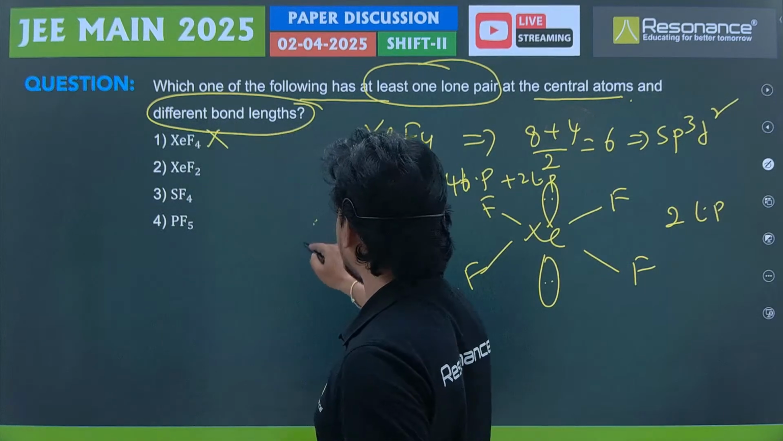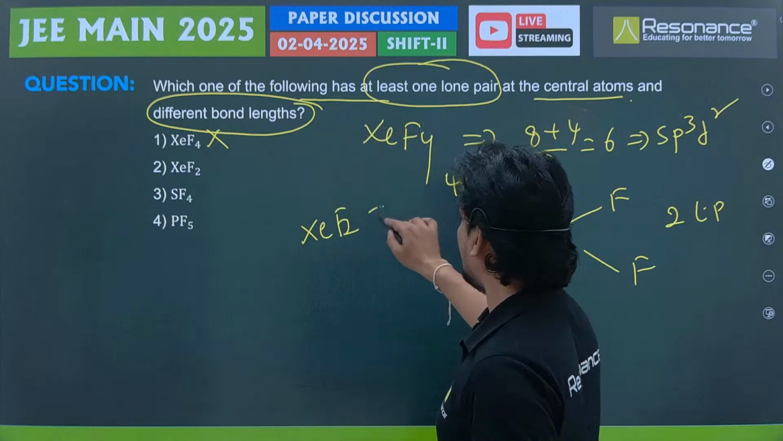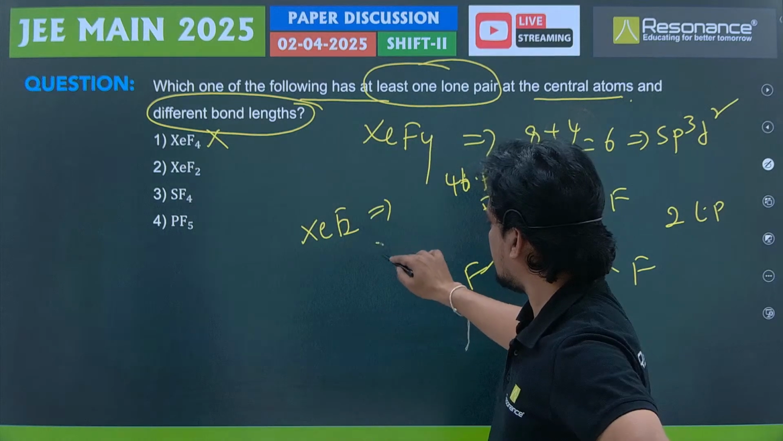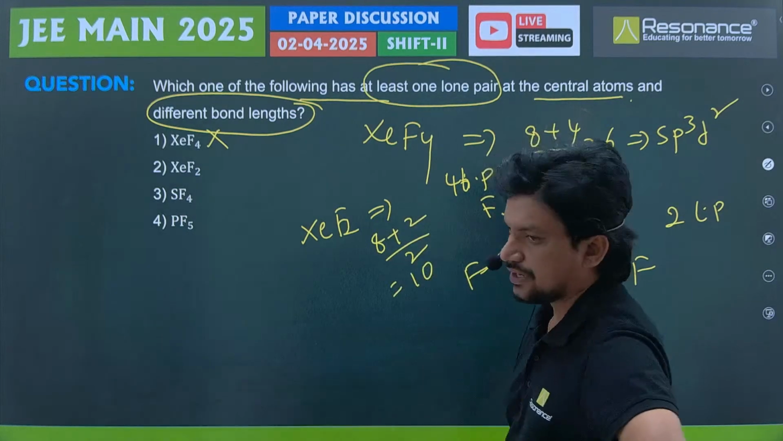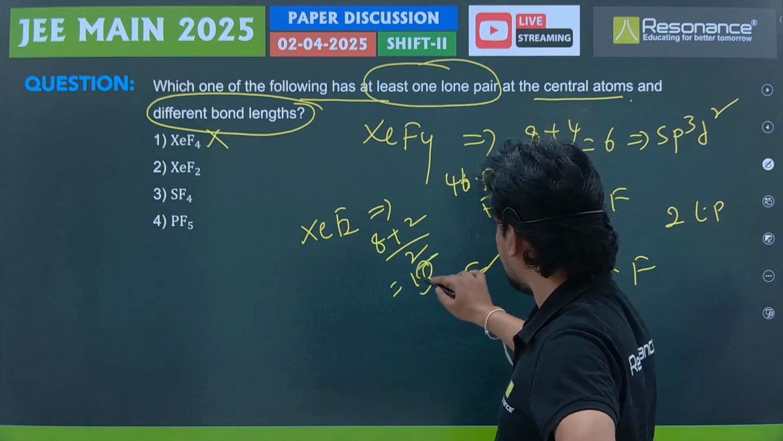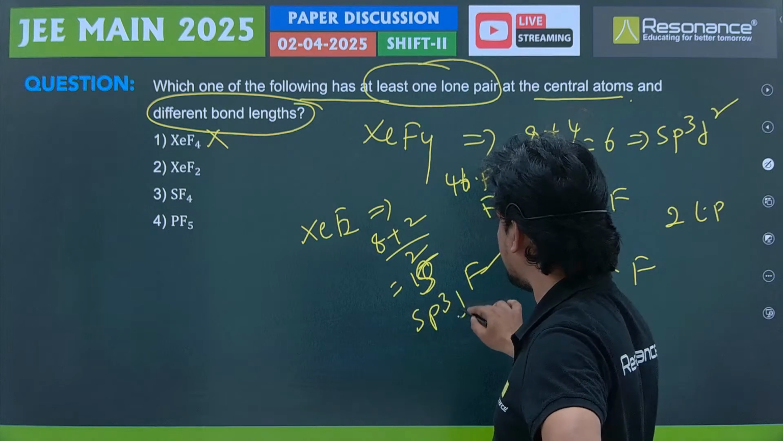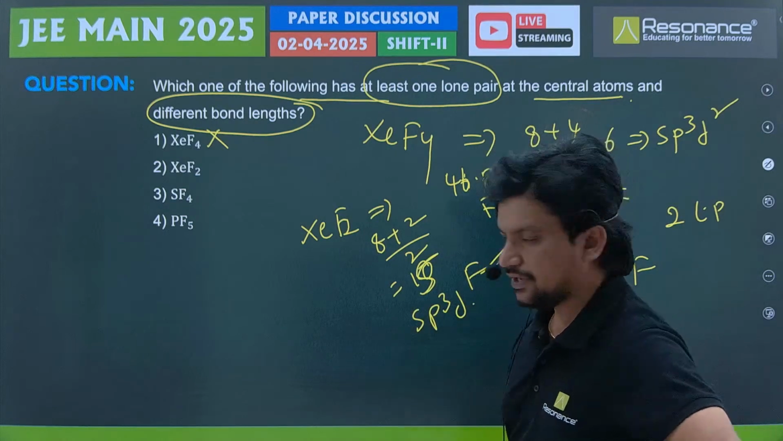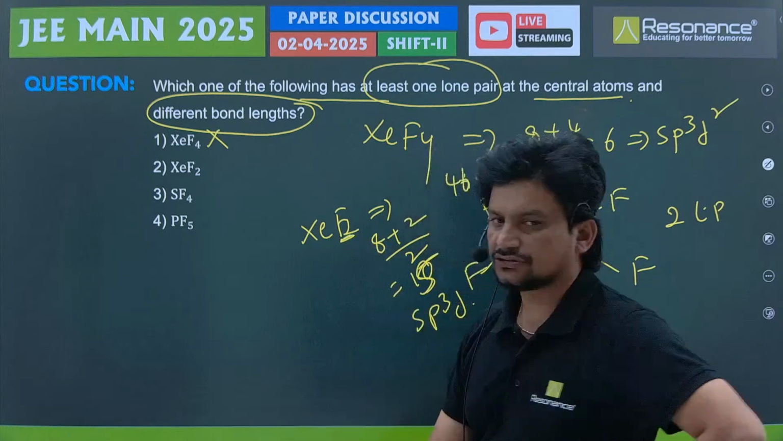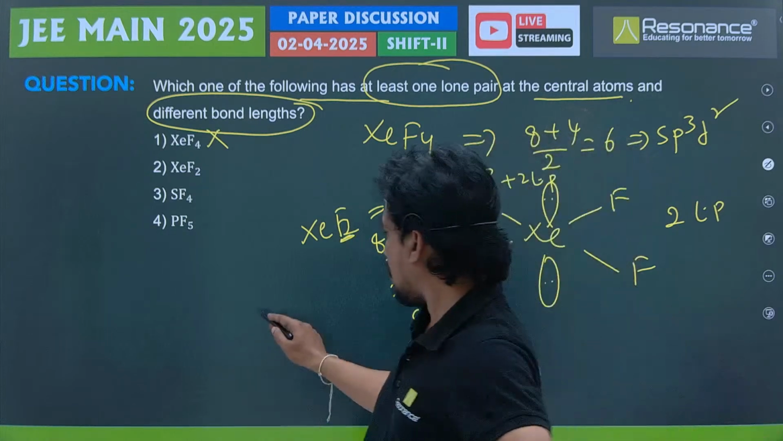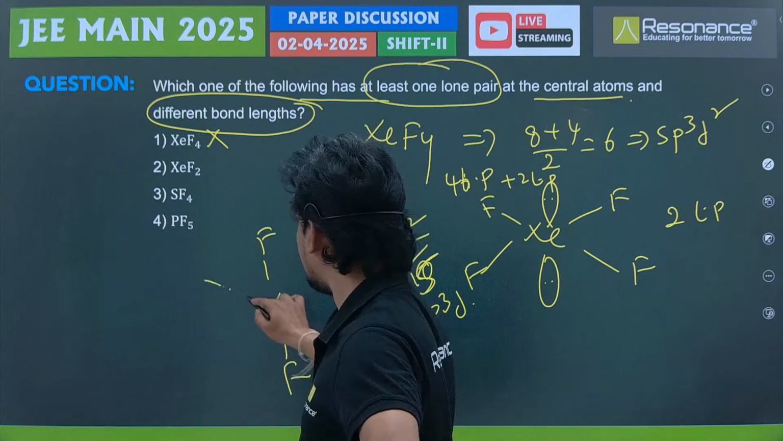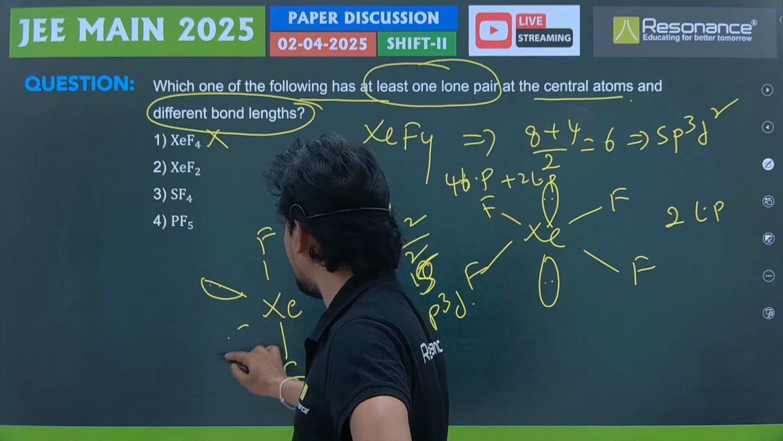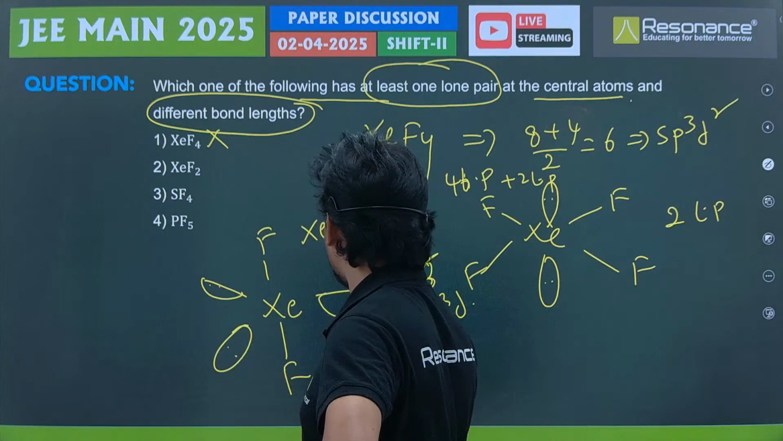And obviously, you can take XeF2. What is the hybridization? 8 plus 2 by 2 is 10, steric number is 5. Then the hybridization is sp3d, 2 bond pairs, 3 lone pairs. What is the shape of the molecule?